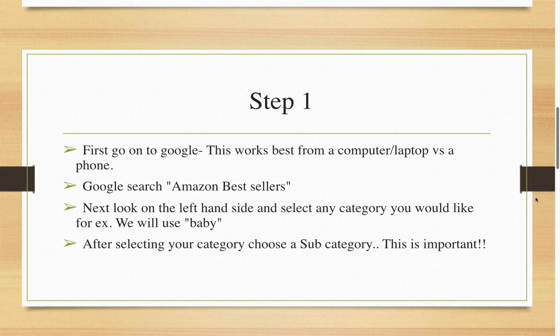So you're not going to want to have to compete with them. When you use Baby, the first thing you're going to see is things like Huggies and the Honest brand and all these specialty stuff. That's why we need to choose a subcategory.